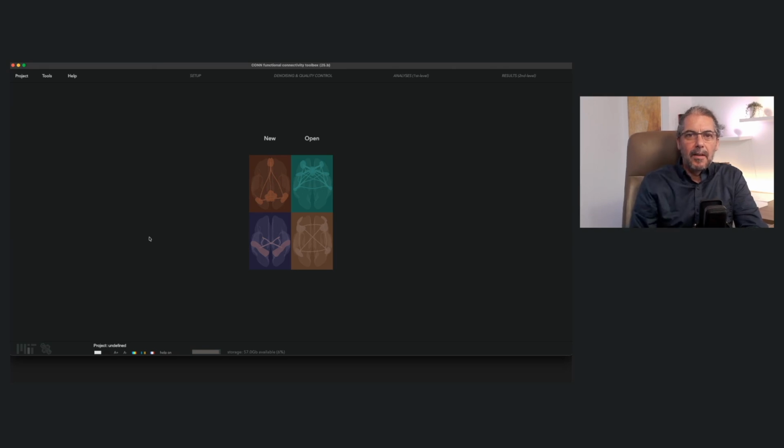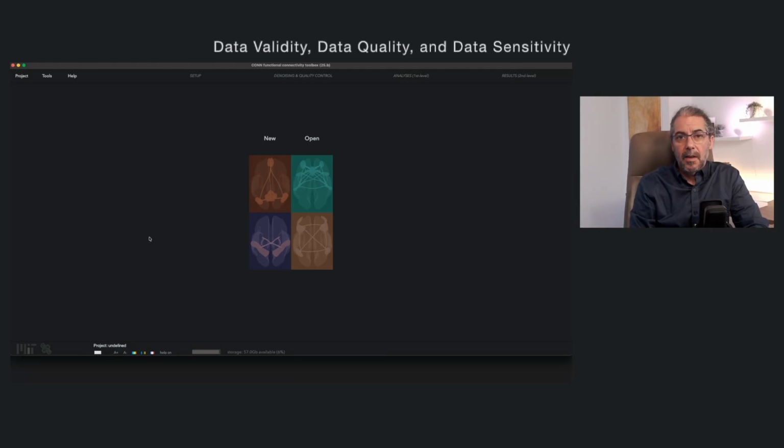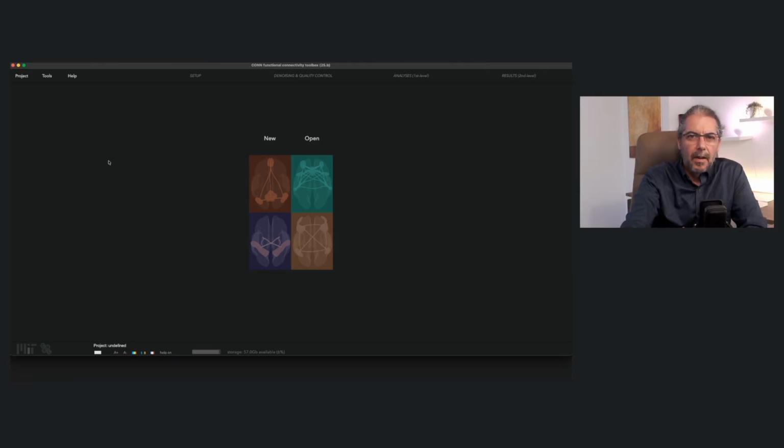Hello everyone. Today I would like to talk about quality control and denoising. In particular, I would like to describe a little bit the new framework that we introduced in the latest release of conn-25b. This framework brings three summary measures: data validity, data quality, and data sensitivity that jointly quantify what makes good fMRI data. To talk about this, I'm going to use an example from the 1000 functional connectomes project.